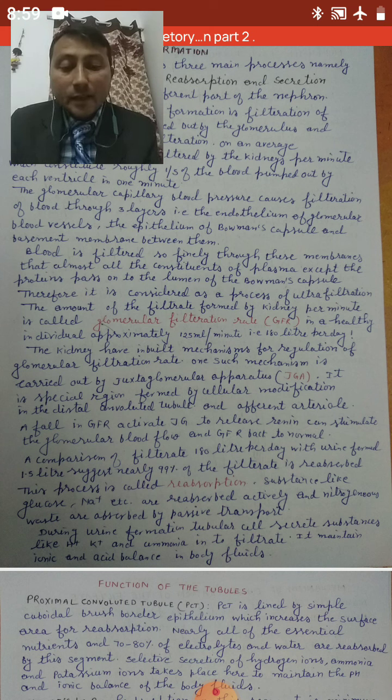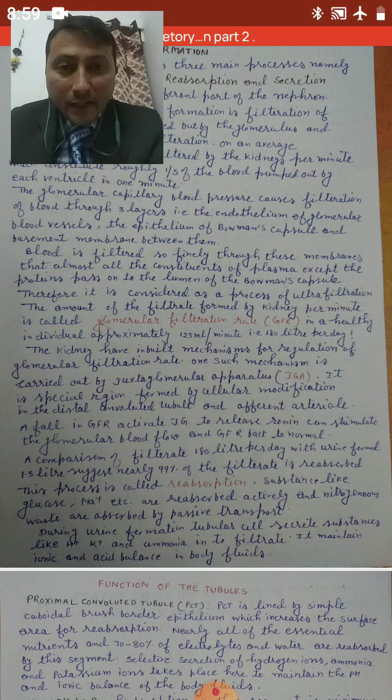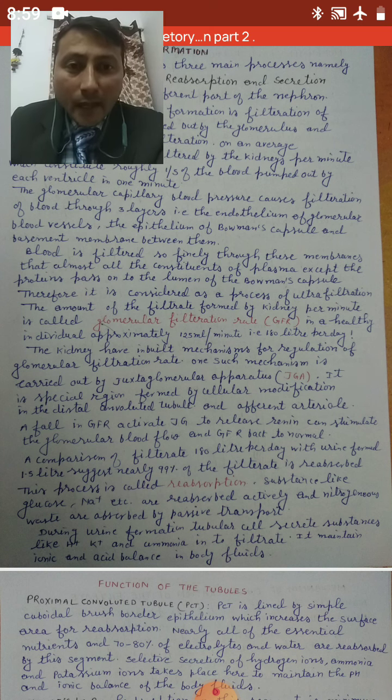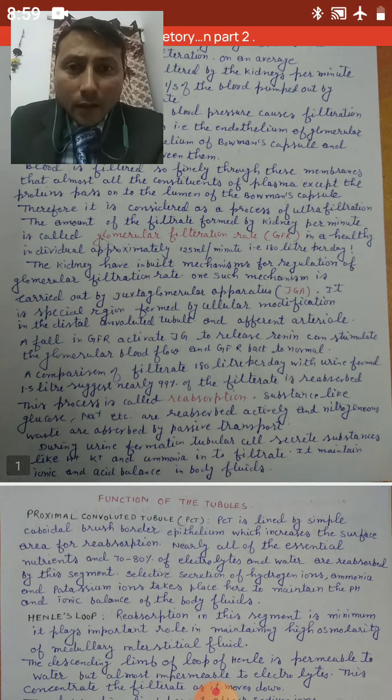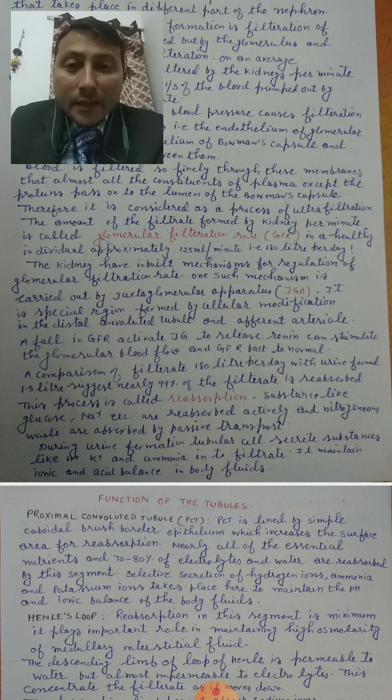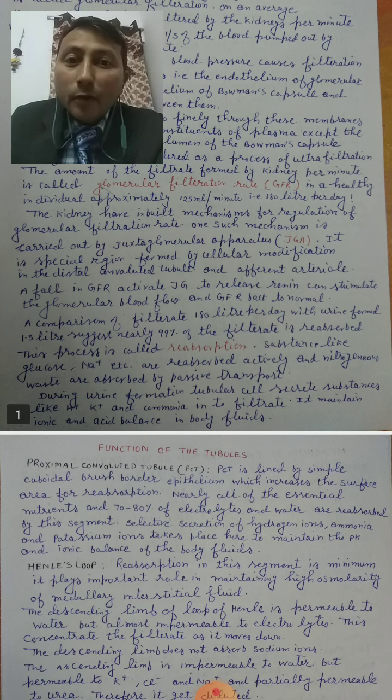The kidney has an inbuilt mechanism for the regulation of glomerular filtration rate. One such mechanism is carried out by an apparatus called the juxtaglomerular apparatus, JGA. You can see here in my slide, it is formed by a special region of cellular modification in the distal convoluted tubule and the afferent arteriole. A fall in the GFR activates the JG cells to release renin, which stimulates the glomerular blood flow and brings the GFR back to normal.